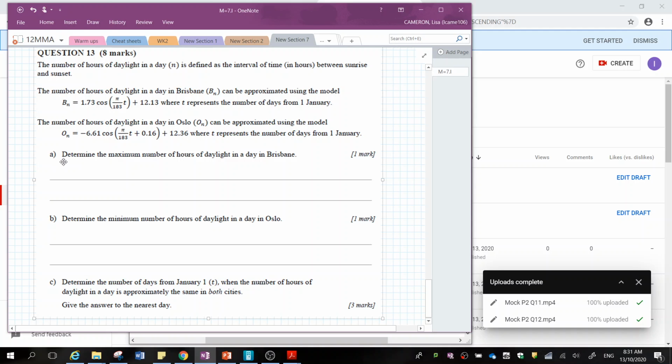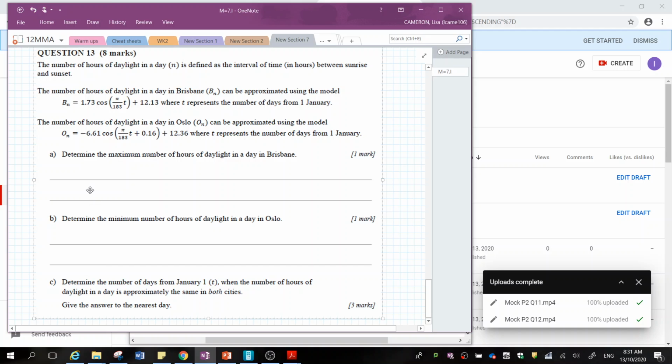Determine the maximum number of hours of daylight in Brisbane, determine the minimum number of hours of daylight in Oslo, and C, determine the number of days from January 1st when the number of hours of daylight in the day is approximately the same in both cities. Give your answer to the nearest day.